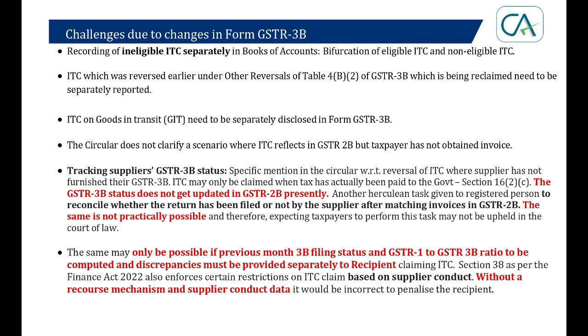There is another case: tracking suppliers' GSTR-3B status. Now, the circular clearly mentions this particular case, section 16 subsection 2 clause c, where the supplier has not paid to the government the amount of tax collected by us or has not filed GSTR-3B. The circular mentions that if you know this, or even if you don't know this, you have to reverse the input tax credit, right? If you've claimed that. Now, in this particular case, GSTR-2B till now has not been equipped to show the supplier's GSTR-3B filing status.